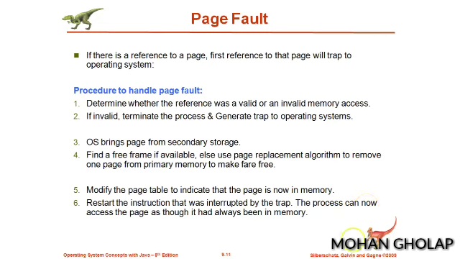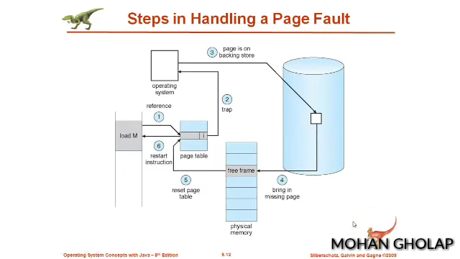So let us see how this will happen diagrammatically. Here the circled numbers indicate the steps. First step is we have to check whether the corresponding bit is valid or invalid. If the corresponding bit is invalid, you have to generate a trap to the operating system. Here the operating system is going to bring that corresponding page from the secondary storage. In order to bring this, there should be a free space. Whenever it finds a free space, that page will be brought to the physical memory.